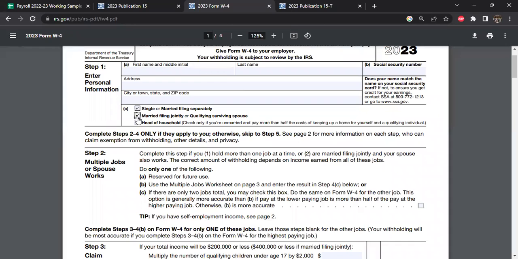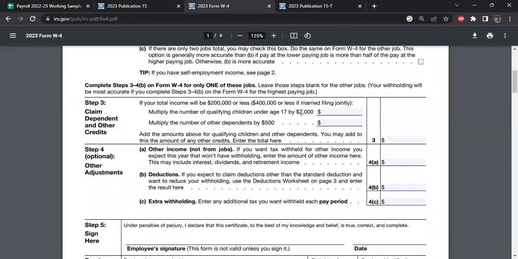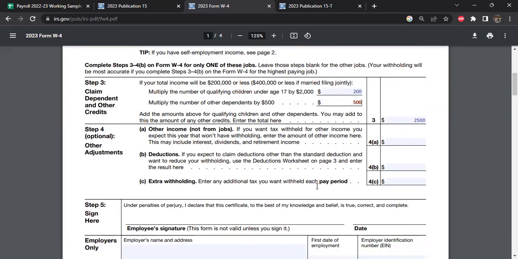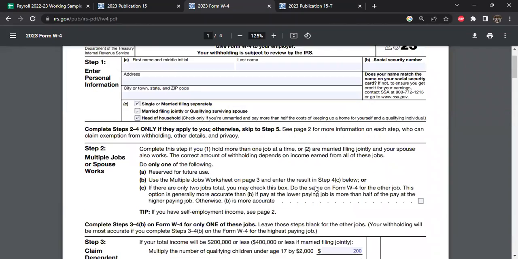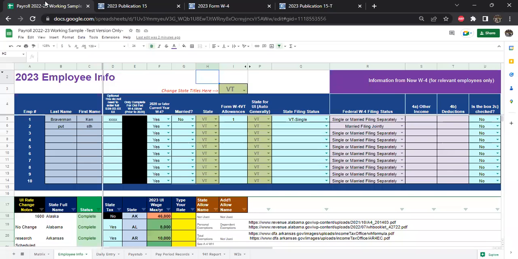They pick a filing status. If they have dependents, they're going to multiply all their kids under 17 by $2,000 and any other dependents by $500 to come up with an amount. You know, if it was one of them here and one of the other ones, it'd be $2,500. They have to fill out this W-4. Okay, this is a new W-4 though. New W-4 means a W-4 from 2020 or later.